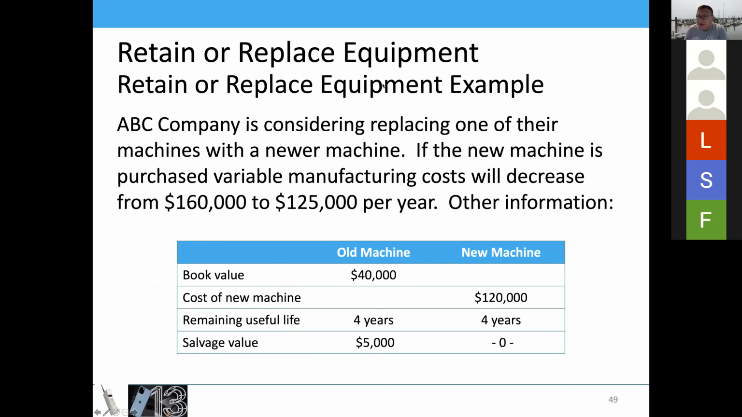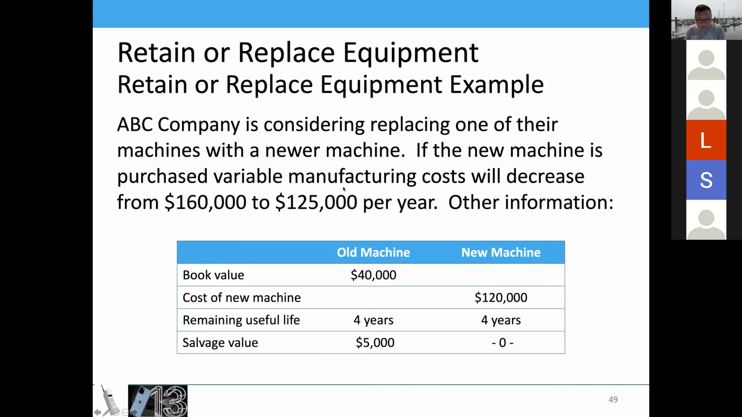So we are going to use one example. This company is facing this decision. The new machine will decrease the variable manufacturing cost, maybe because of a new technology, which will save your cost. In this particular question, your variable manufacturing cost will decrease from 160,000 to 125,000 per year.